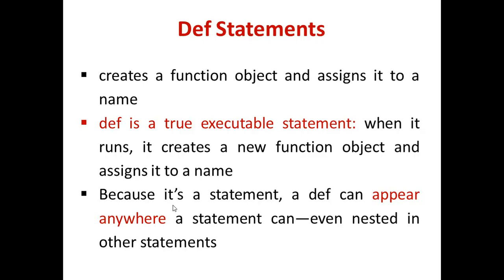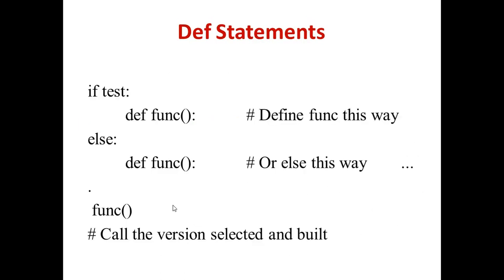The def statement, when you're creating a function object and assigning it to a name, is always a true executable statement. When it runs, it creates a new function object and assigns it to a name. Because it's a statement, it can appear anywhere. You can create a def function anywhere, even nested inside other statements. So wherever you create a def, look at it.